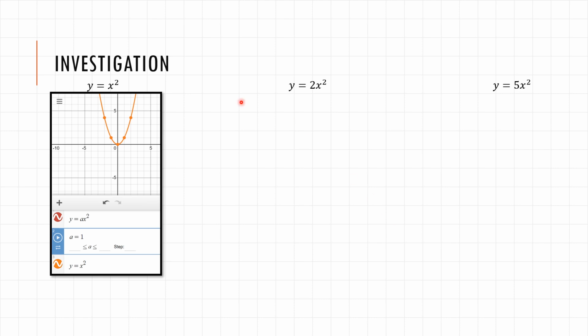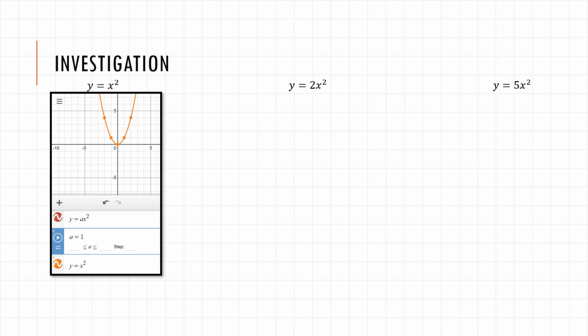So what you can do right now is graph these three functions on a graphing technology like Desmos. And you can see that's what I've got here. I've got y equals x squared graphed. And what I'm going to do is change the variable a. So I've got y equals ax squared here as well, but you don't see it because it is just behind the graph of y equals x squared. I'm going to change a to 2, and then I'm going to increase it further to 5.